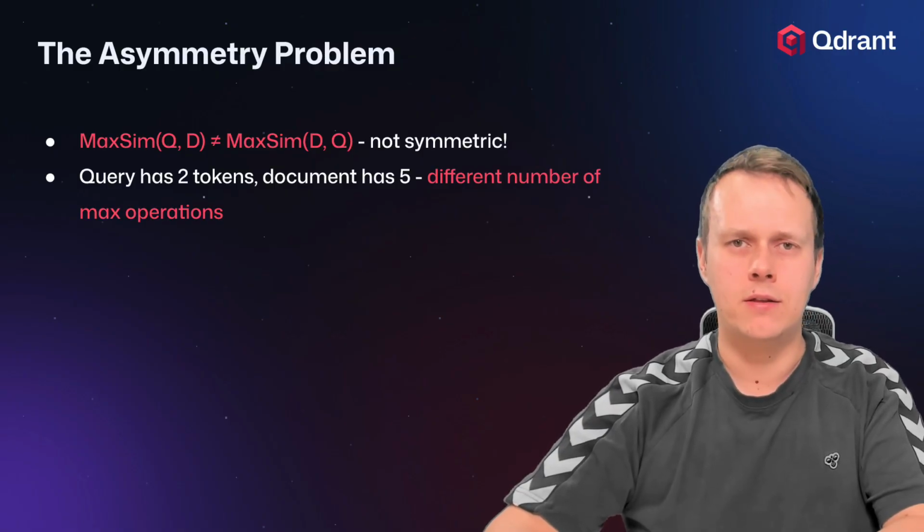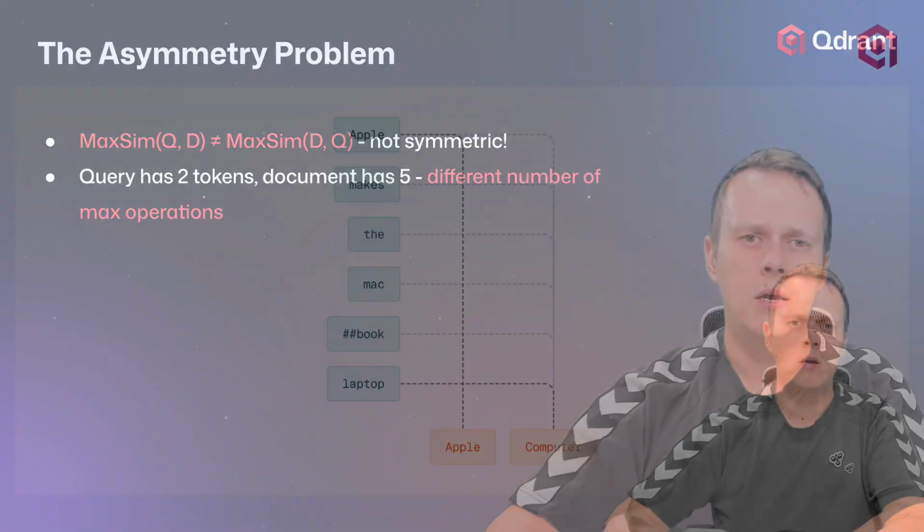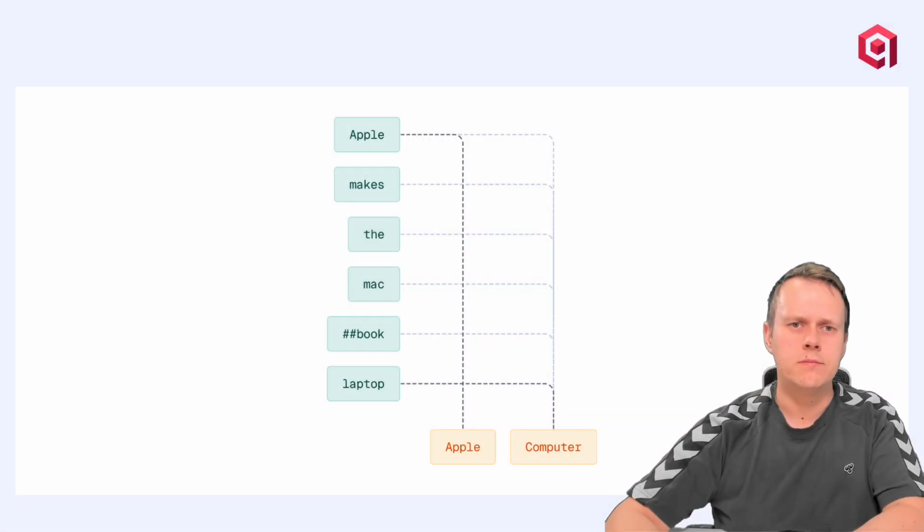That's fundamentally different computation. If we reverse the computation, iterate over document tokens instead of query tokens, we get a different number. This diagram shows the reverse calculation. Notice how we now have 5 rows instead of 2, summing 5 maximum similarities. This demonstrates concretely why the direction matters.